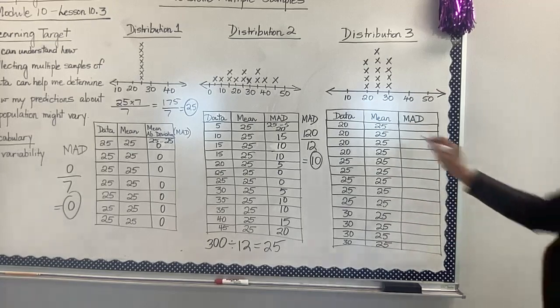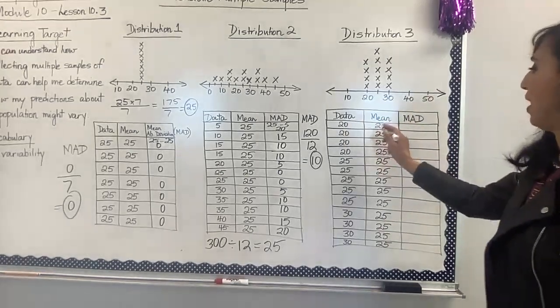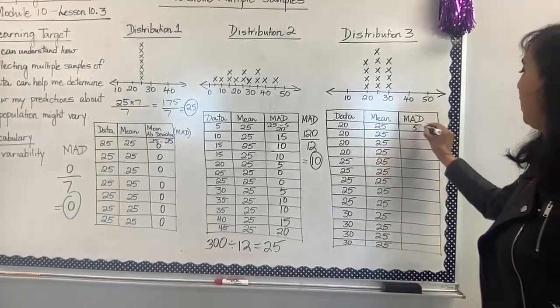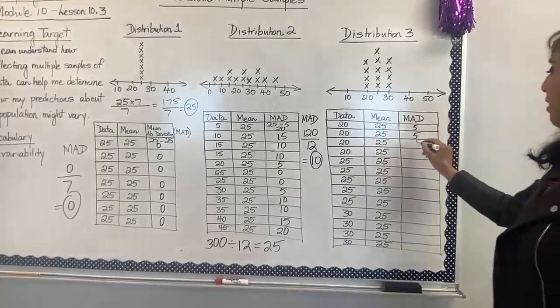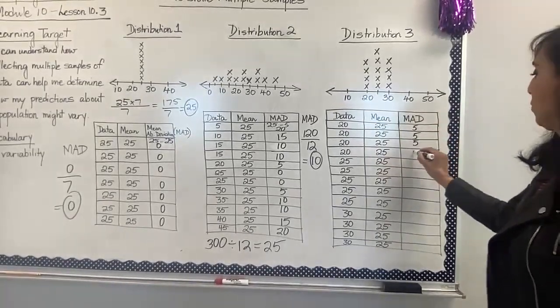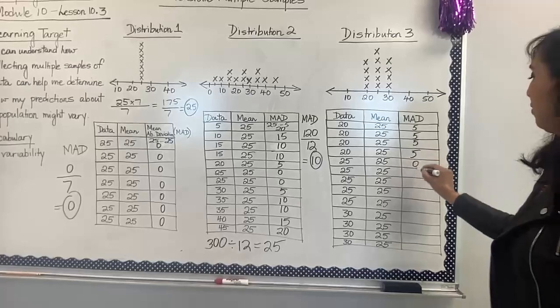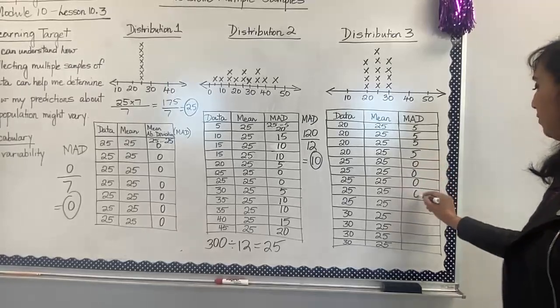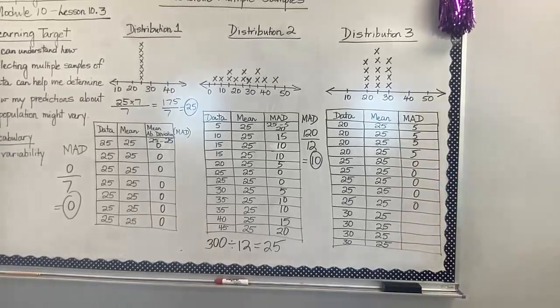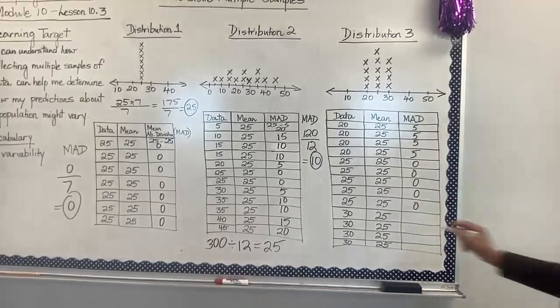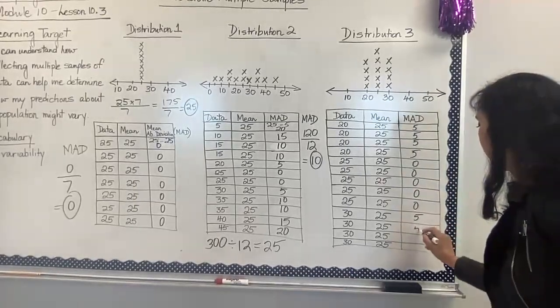So again, we are calculating the distance from 25. So this is 5, 5, and I have 5 here. 25 minus 20 is 5. 25, so 0, 0, 0, 0, 0. And then 30 to 25 is also going to be 5, right?